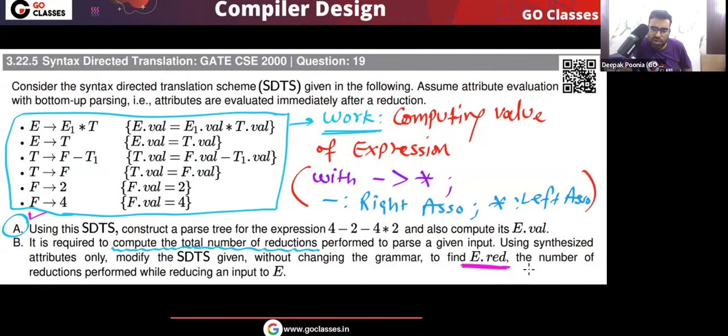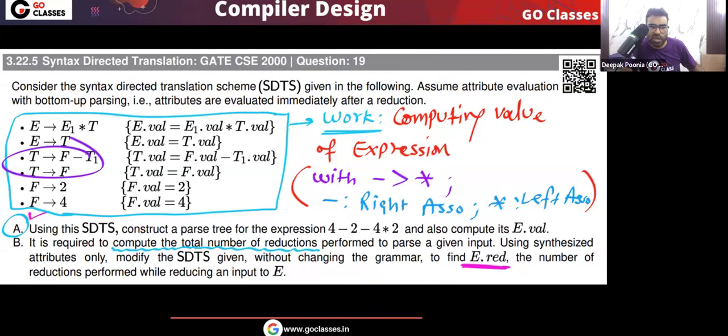For example, E.red is the number of reductions performed while reducing an input to E. When you reduce any input to E, what is the total number of reductions performed? That is represented by E.red. Is this clear? Similarly, we will use, for example, F.red. What does it mean? F.red means when any input you reduce to F, what is the total number of reductions performed?